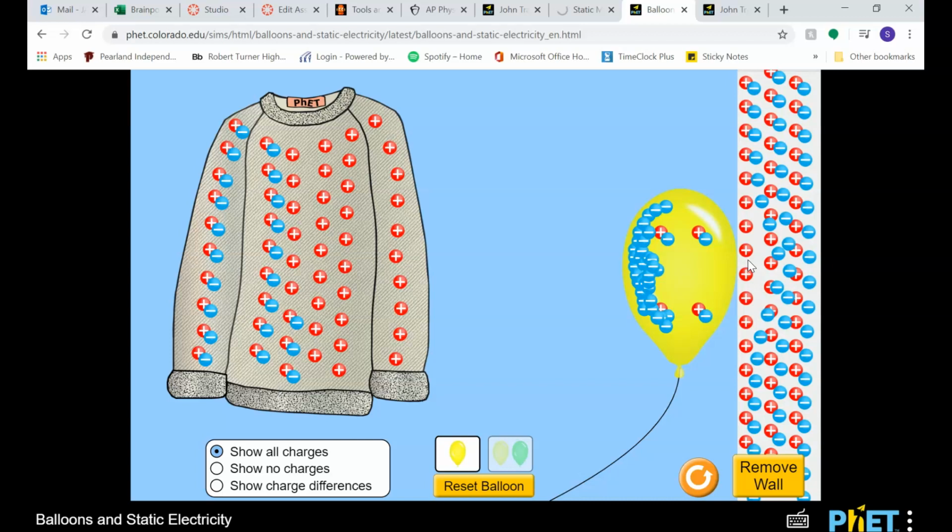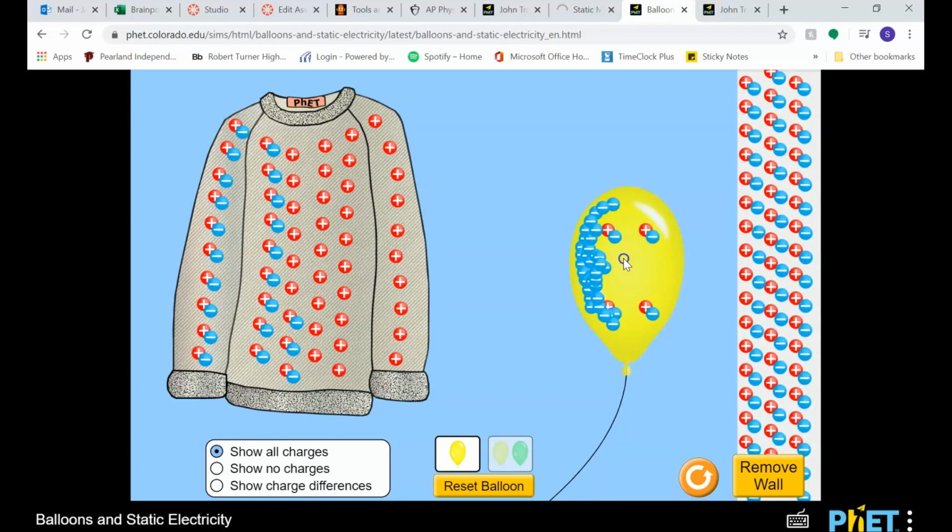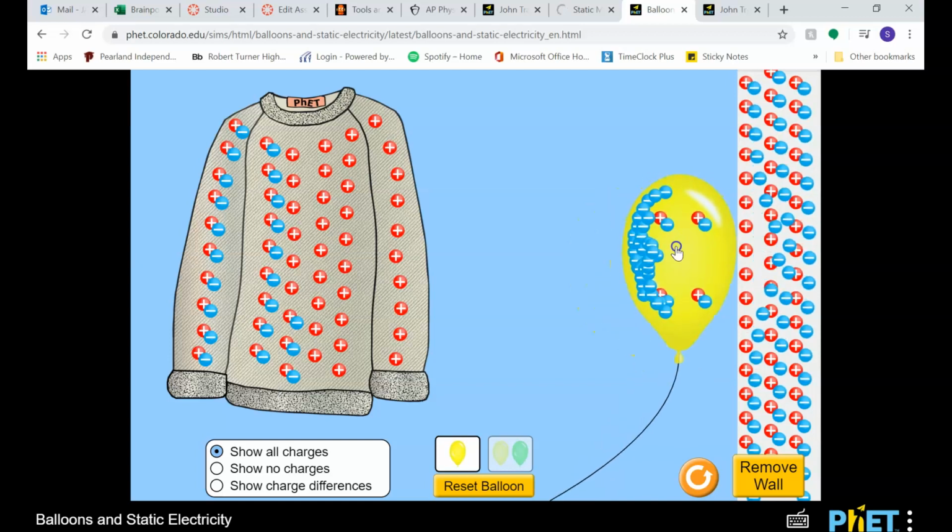And so that's why we have a balloon that'll stick to a wall based off of polarization. I also showed you an example in class a long time ago of a balloon attracting water. Water is neutral, but this is exactly what's happening, why a stream of water is attracted to a balloon, because that's what we have happening right there.